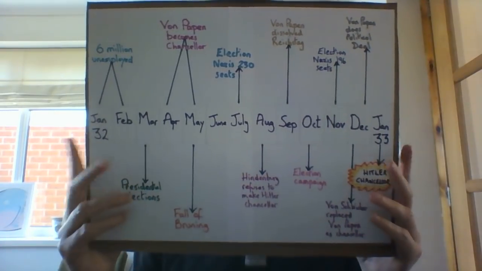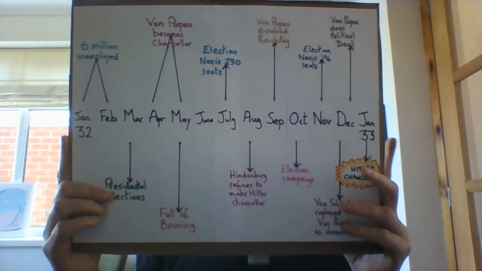So we move to October 1932, the election campaign. And in November 1932, the election results. Von Papen and his Centre Party went into that election with 75 seats, and they finished with 70 seats. Von Papen lost support. He was right about one thing, though. The Nazis did not do as well. 230 seats in July, down to 196 seats in November. So they've lost over 30 seats.